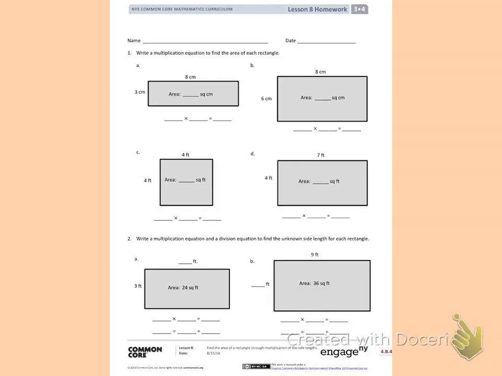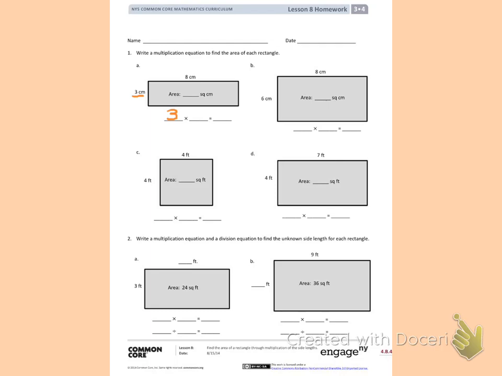Module 4, Lesson 8's objective is to find the area of a rectangle through multiplication of the side lengths. Item 1. Write a multiplication equation to find the area of each rectangle. Item A. As you can see, the shorter side length is 3 centimeters. Therefore, I will write a 3 on the first line.